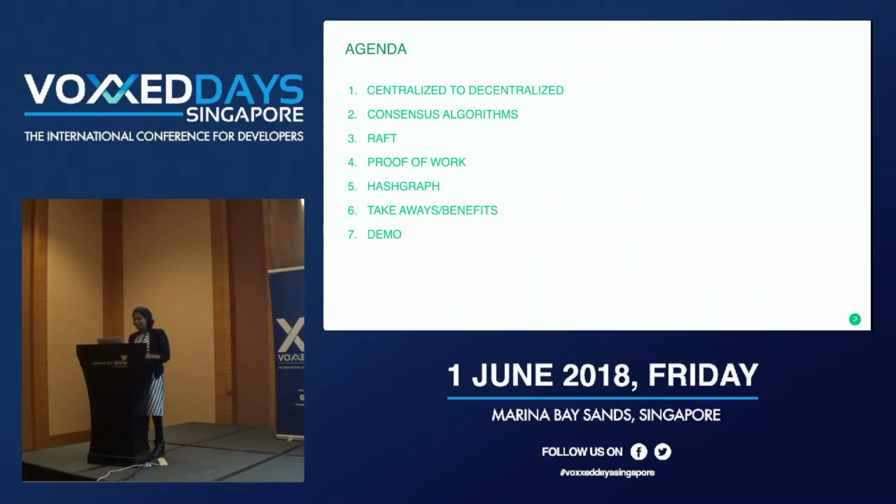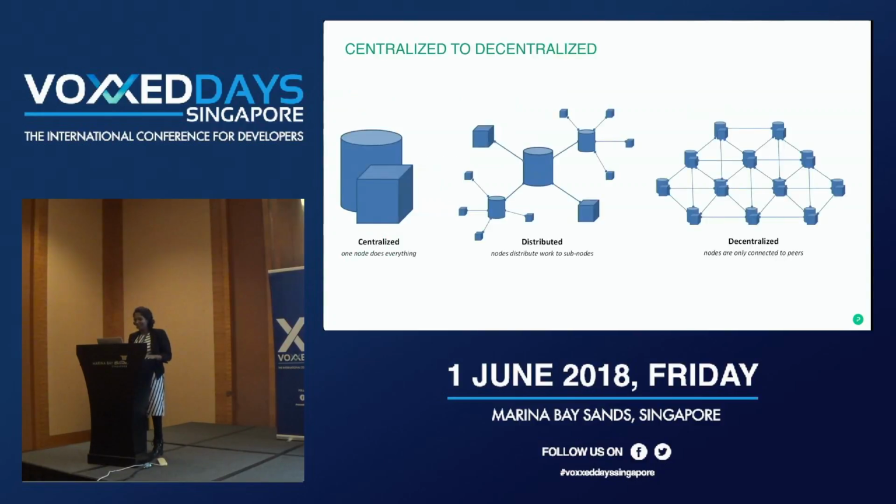So today's agenda is, I'll start from the basics of a centralized system to distributed systems, and then we'll move into decentralized systems, and then we'll see the core of the system, the consensus algorithm. And we'll see in detail some of the consensus algorithms like Raft, proof of work, and Hashgraph, and finally we'll end with the demo of Hashgraph. That's getting trendy these days.